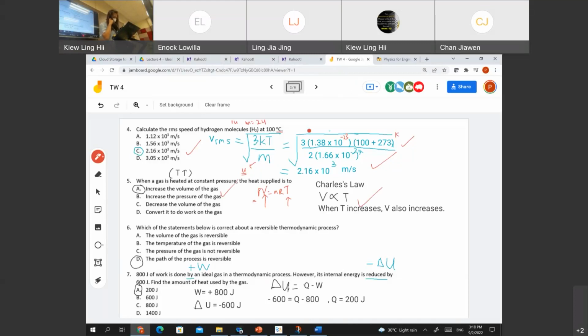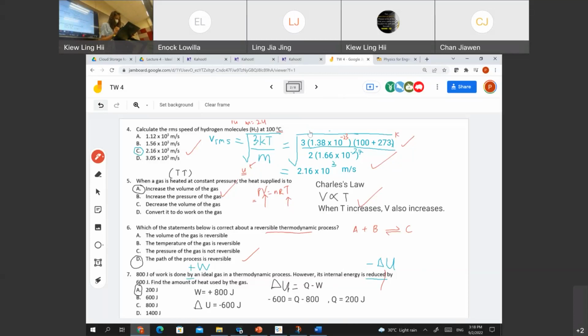Number 6. What are reversible thermodynamic processes? Just like your chemical reaction, if substance A plus substance B produce substance C, and it is reversible, it means C can also be reversed back to A and B. So the pathway of the process is reversible. It is the same for thermodynamic processes.